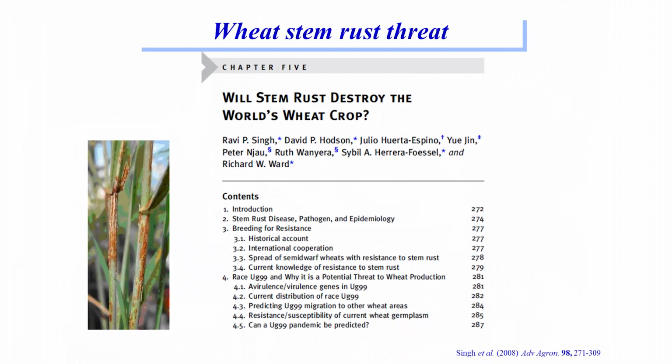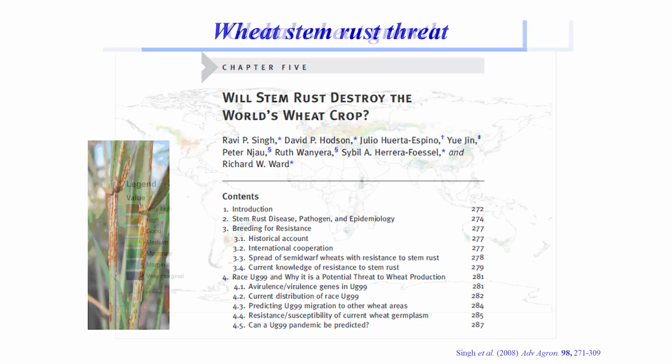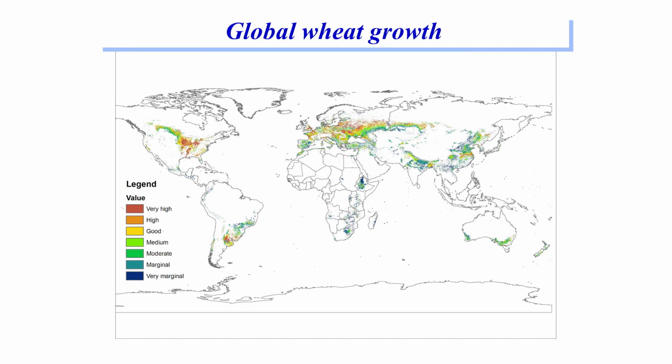Puccinia graminis, Puccinia striiformis, the Latin binomials. These are really worrying because they can spread long distances and they can spread very rapidly. And here is an example with a paper a while ago from some colleagues of mine ruminating about stem rust. Would it destroy the world's wheat crop? These are the areas in which wheat is grown.